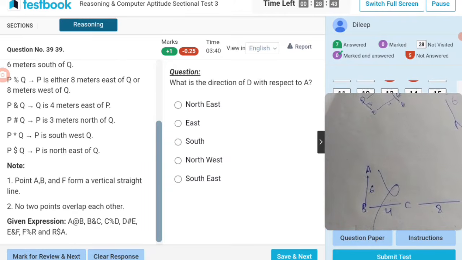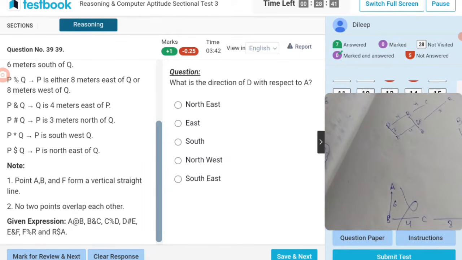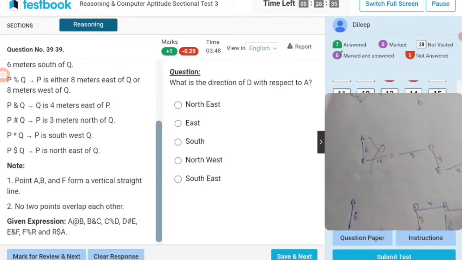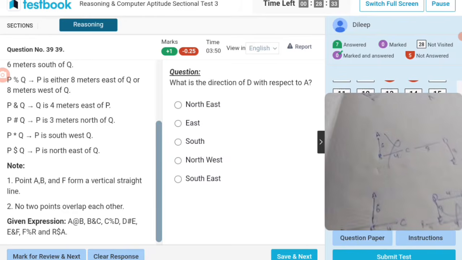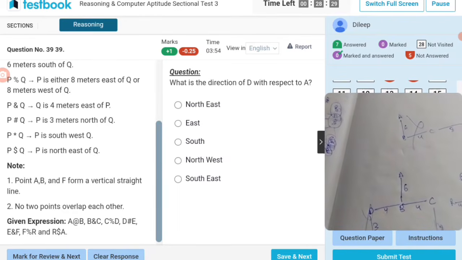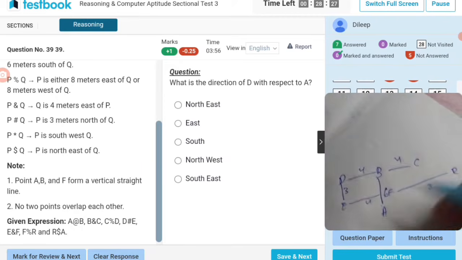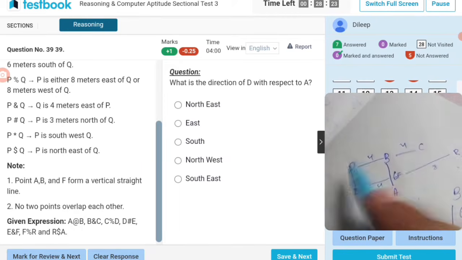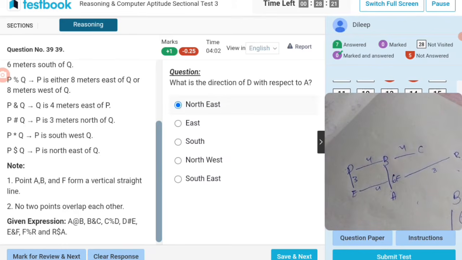So R is the northeast of A. This is next. R is the northeast of A. I think this is only one because R is the northeast. So what is the direction of D with respect to the A? Northwest.